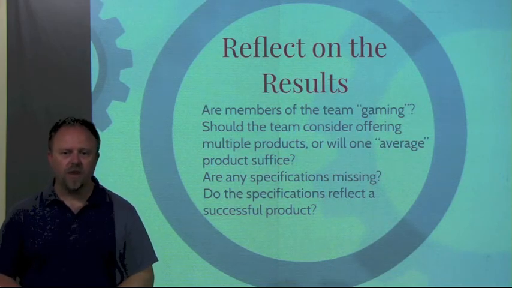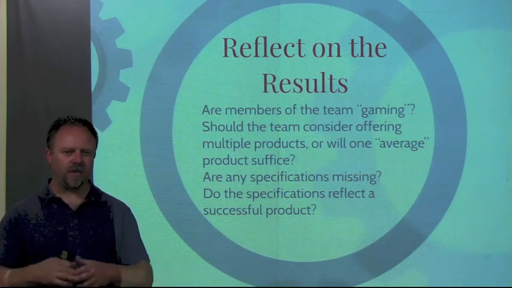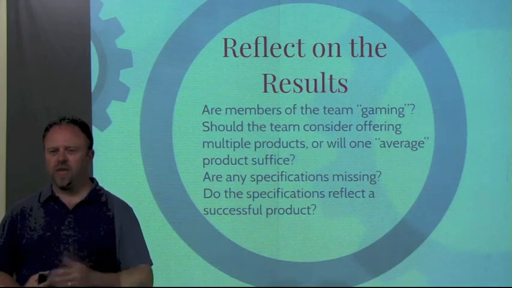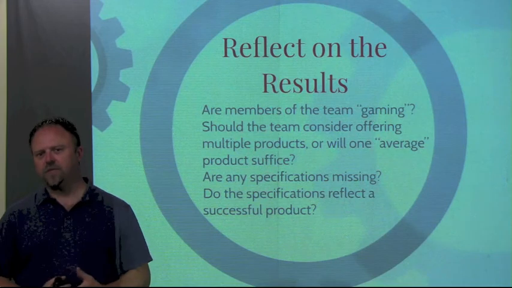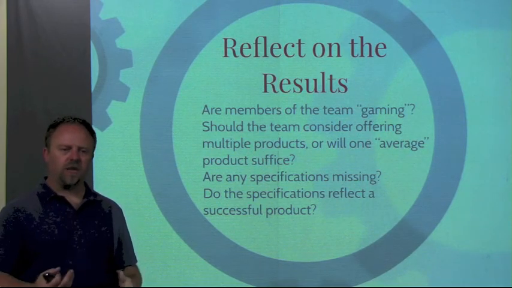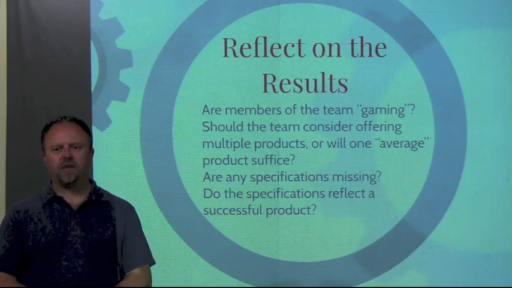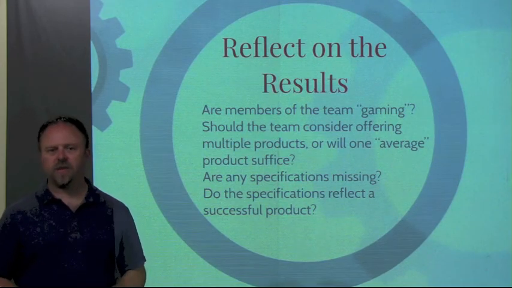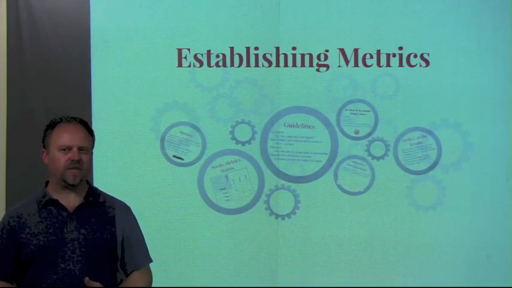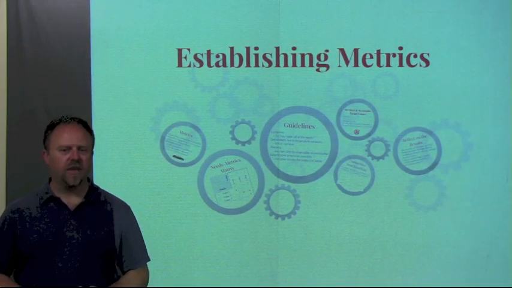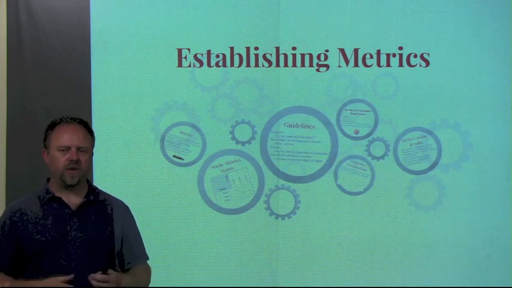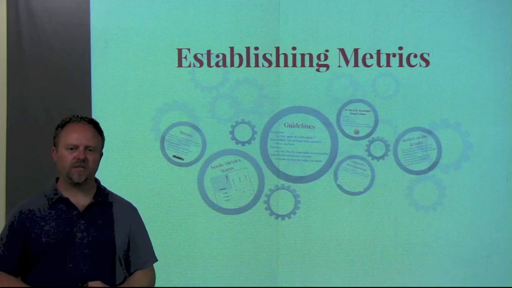Do we have any specs missing? Are we looking at all the needs, and do they reflect a successful product? So do these specs that we have written, is that going to be a good product in the end? Is it going to be something that we can market? So that's how we go through the process of establishing our metrics, and we want to be able to use that on our constraints in order to set up some good specifications for our design.